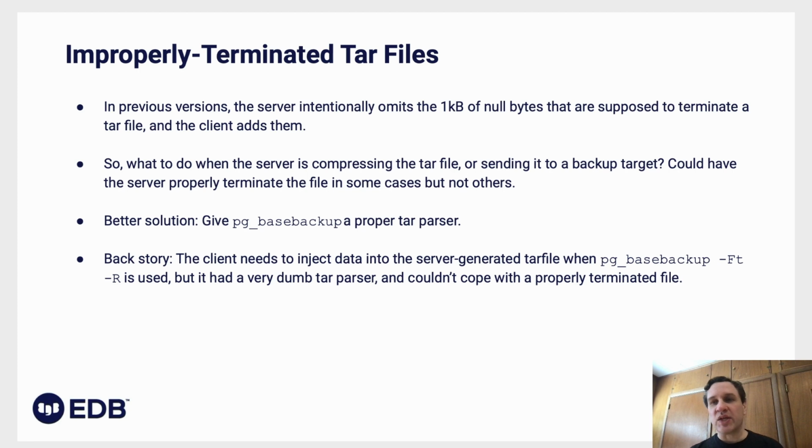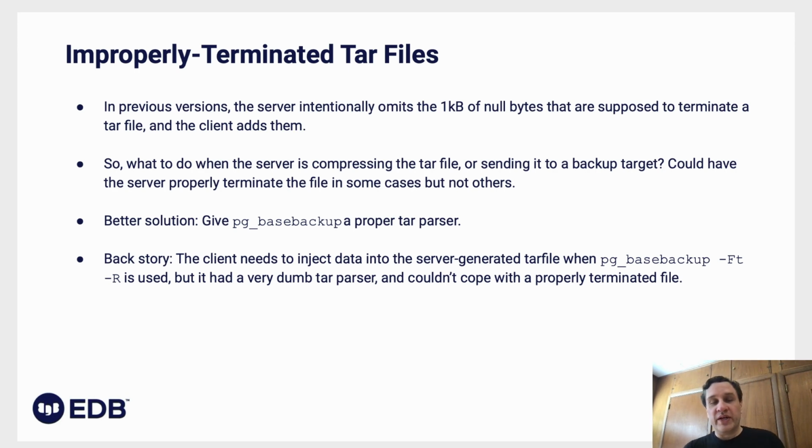And the reason why it was like this in previous releases is because of the -R option to pg_basebackup, which says that you would like to inject recovery configuration into your backup. And in order to do that with a tar format backup, pg_basebackup needed to edit your tar file. But its capabilities for editing tar files were extremely primitive, and it couldn't cope with something complicated like handling that kilobyte of null bytes at the end of the file and adjusting the tar file and moving that terminator around. It couldn't cope. It was too dumb.